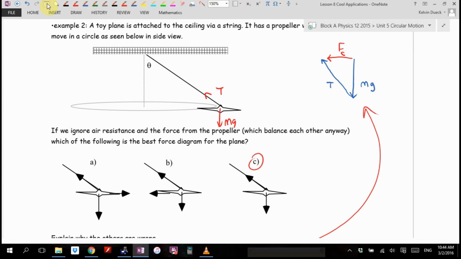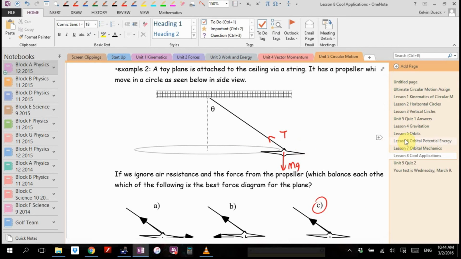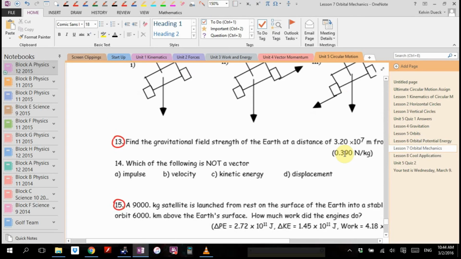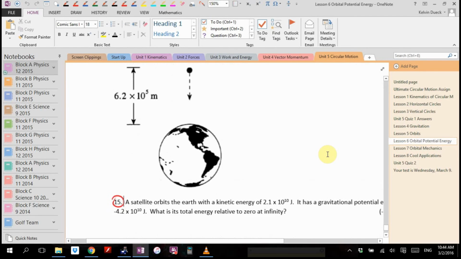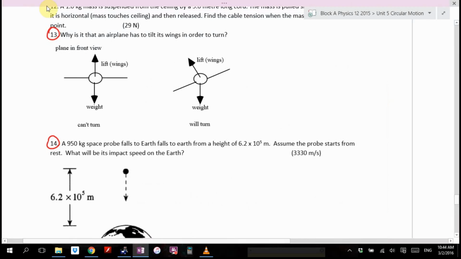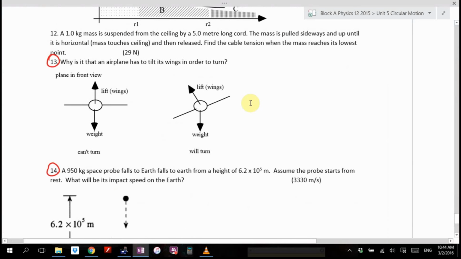This also brings us to a question from, I think, two classes ago, lesson 6. Just look up and you can follow along. Number 13, why is it that a plane has to tilt its wings in order to turn? I don't know if you've been in an airplane, but they don't turn level. They have to tilt. Why do they do that? That's a lot of work. Coffee can spill. Passengers feel a little. Why wouldn't you just stay level and turn?